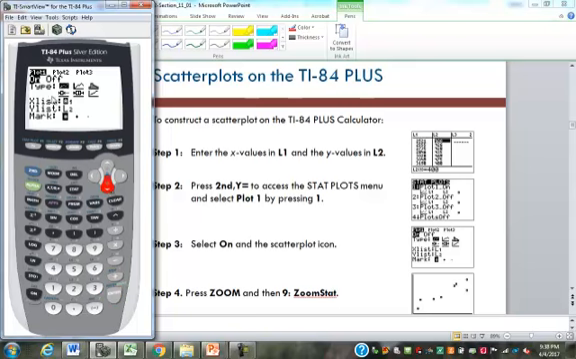The X list, the X variable, is in list 1. The Y list, the Y variable, is in list 2. Select what we want to mark it with. We're going to use the bigger dot. And then to get out of there, I'm going to hit zoom, and then we're going to select standard, which is option number 9.